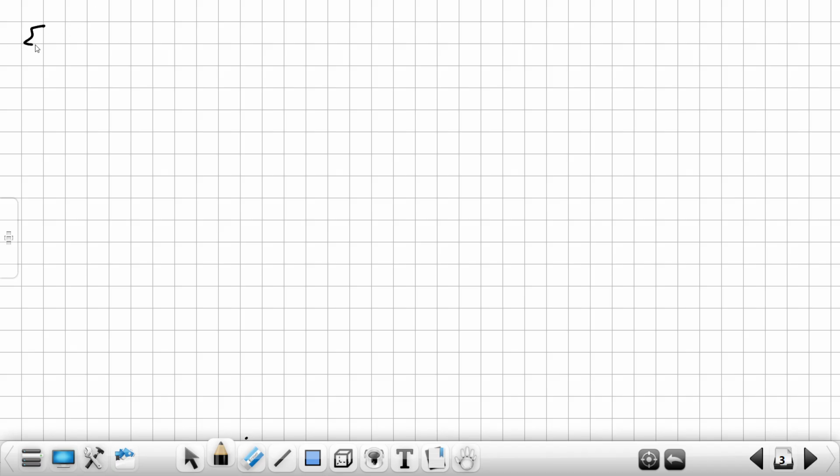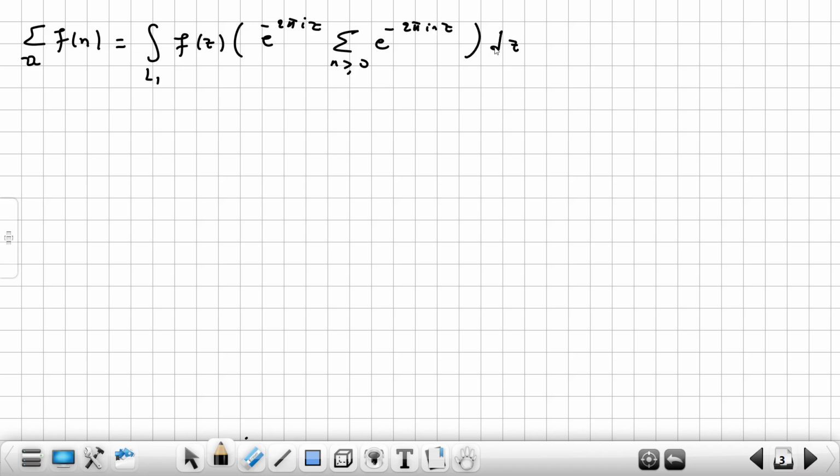Now we conclude that the summation over Z of f of n is nothing but the integral over L1 of f of z, replacing 1 over e to the power 2 pi i z minus 1 by this term here, e to the power minus 2 pi i z multiplied by this sum, plus the integral over L2 of f of z multiplied with this sum.